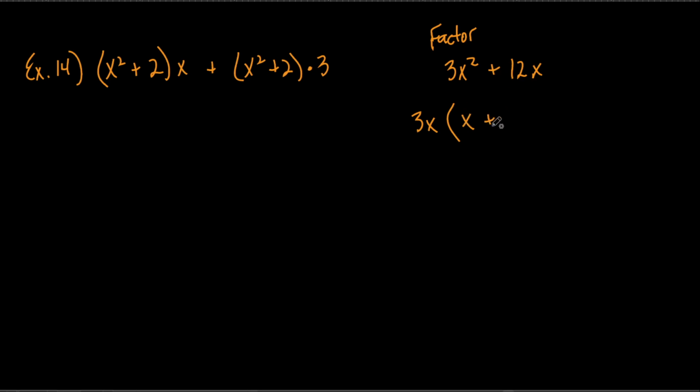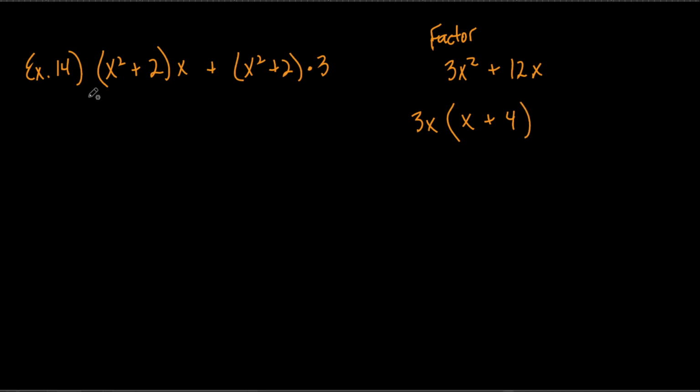Our sign is plus, so I put a plus down. Now you ask yourself, how many times does 3x divide into 12x? Or what is 12x divided by 3x? Well, 12 divided by 3 is 4. x divided by x is 1. 1 times 4 is just 4. So that's how you would do a problem like this.